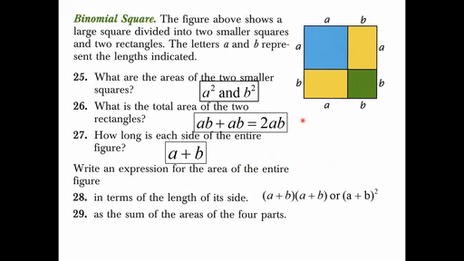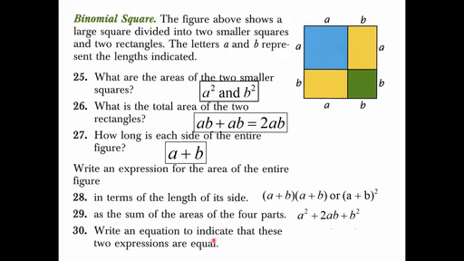How about the expression for the whole area in terms of the areas of the four parts? Well, we've got them up here. We've got the two squares and we have the rectangles. So just add those together. Does that look familiar? So write an expression to indicate that these two expressions are equal, this one and this one. So just write an equation. Make them equal. So (A plus B) squared is A squared plus 2AB plus B squared. Look like FOIL? That's exactly what it is. But here geometry demonstrates why that works out.